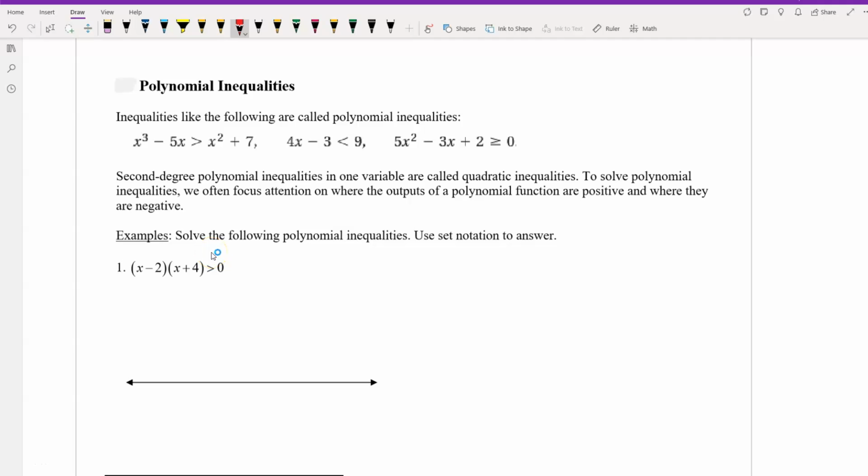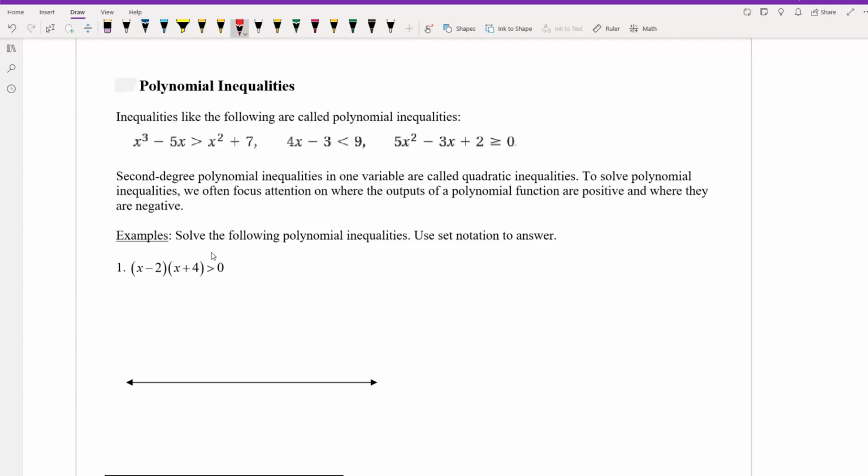Here in this section, we have polynomial inequalities. So here we have examples for inequalities: x cubed minus 5x greater than x squared plus 7. Or another example for inequality is 4x minus 3 less than 9. And here we have 5x squared minus 3x plus 2 greater than or equal to 0. So all of these are polynomial inequalities.